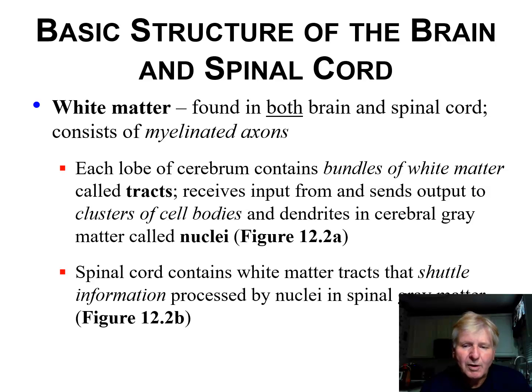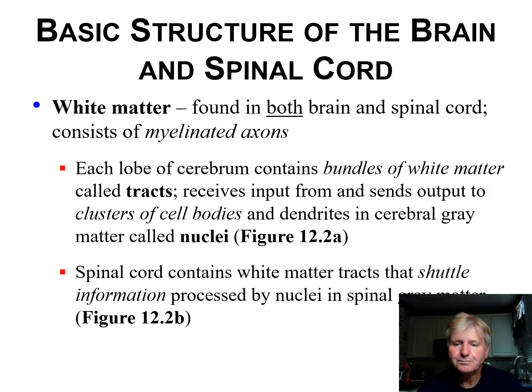Each lobe of the cerebrum will contain bundles of white matter, which in the central nervous system of the brain are called tracts. These tracts will receive input from and send output to cell bodies and dendrites in the cerebral gray matter, referred to as the nuclei. The spinal cord contains white matter tracts that then shuttle information that's processed by the nuclei in the spinal cord gray matter.